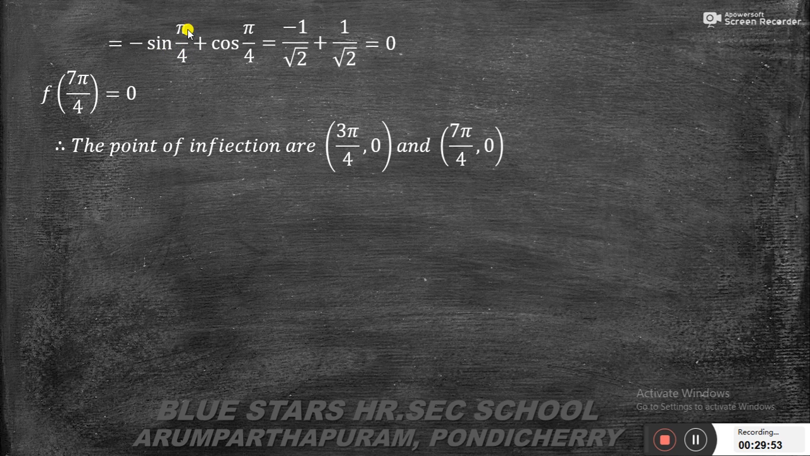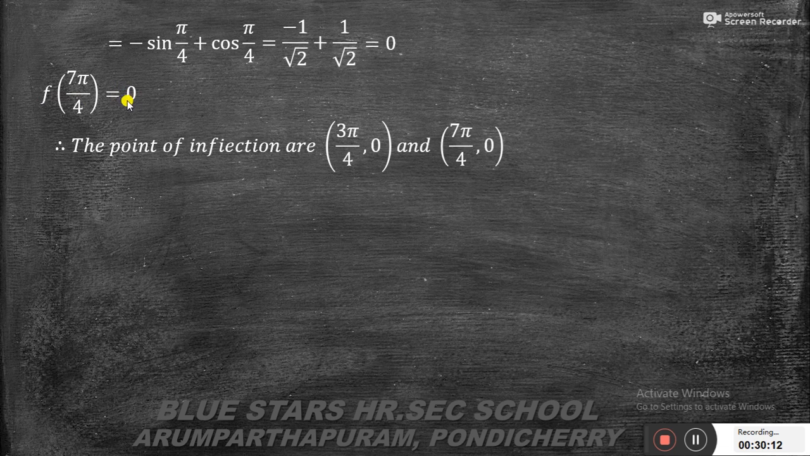Next, sine 45 degrees is 1 by root 2, I substitute, plus cos 45 degrees is 1 by root 2. You see, minus 1 by root 2 plus 1 by root 2 cancel. Our answer is 0. Therefore f of 7 pi by 4 equals 0. This is y: y equals f of 7 pi by 4 equals 0.